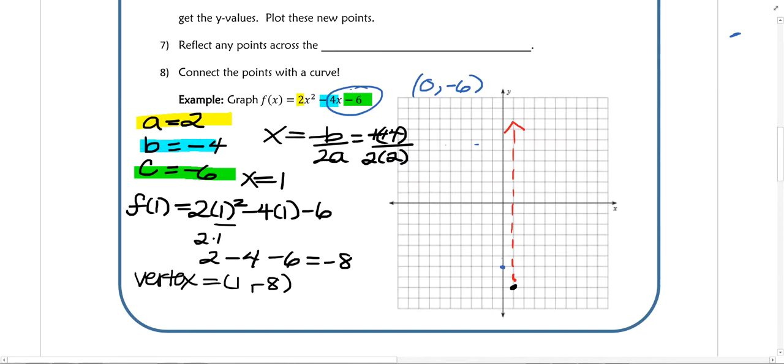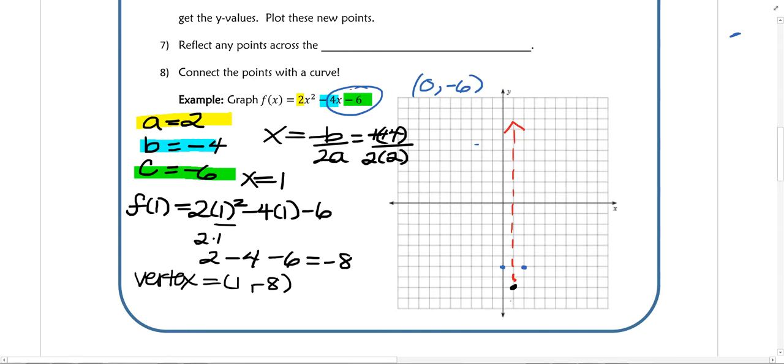We can also reflect that point. So the axis of symmetry acts as a mirror that reflects all points from one side to the other. And so I count how many spaces away is the point. It's one space away, and I go that same amount on the other side, and so I can reflect that point right here. Okay.